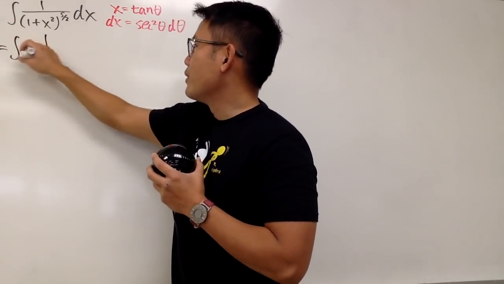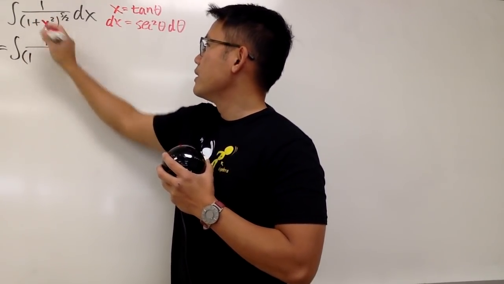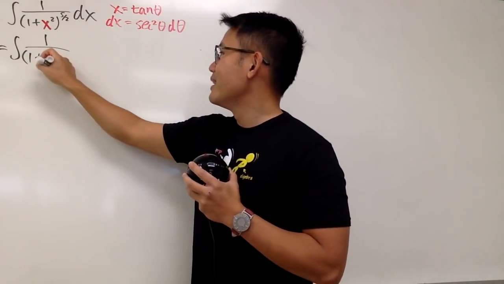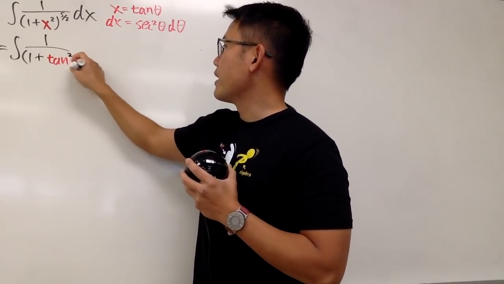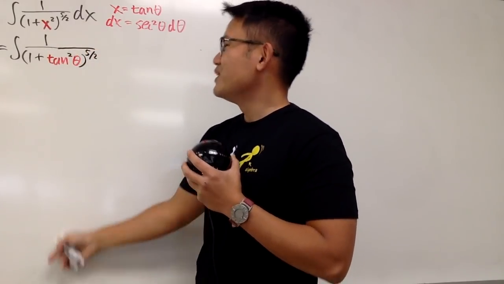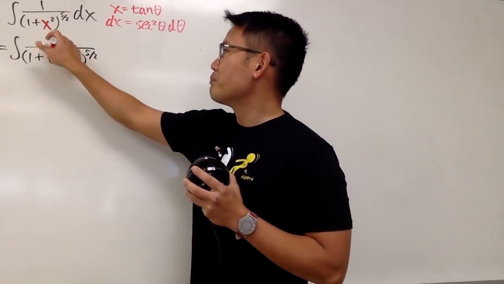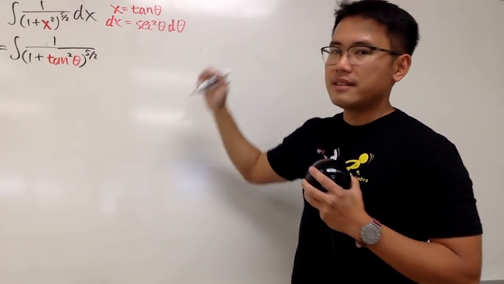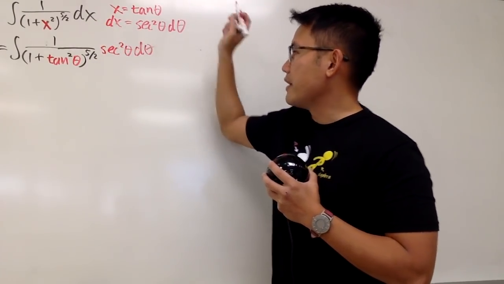Okay, integral 1 over parentheses, this is 1 plus x squared. Well, we know x is tangent theta, so I will just put down tangent theta right here for x. But this is to the second power, and of course we have the angle theta here. And we have this raised to the 5 over 2 power. Even though the 5 over 2 power is kind of intimidating, don't worry, it's actually going to work out really nicely. And don't forget dx is secant squared theta d theta, so let's go ahead and put that down right here as well. Secant squared theta d theta.